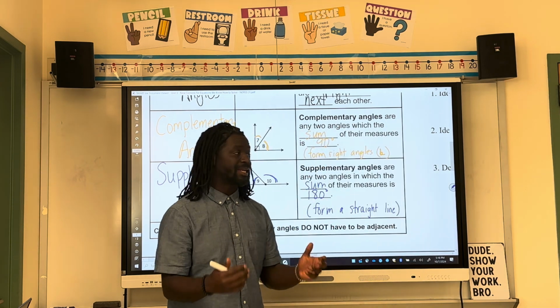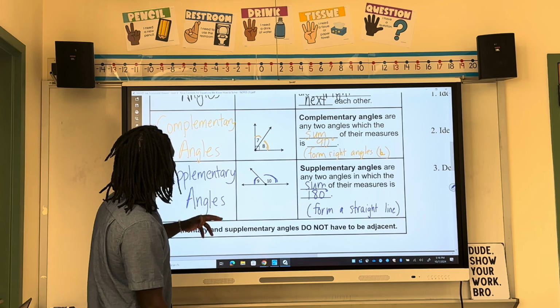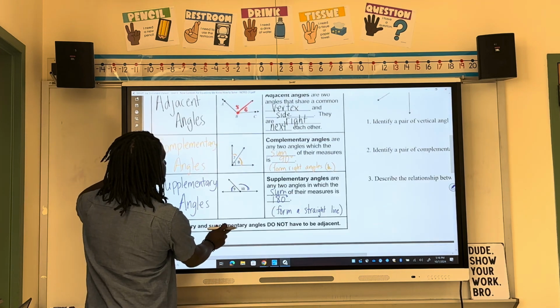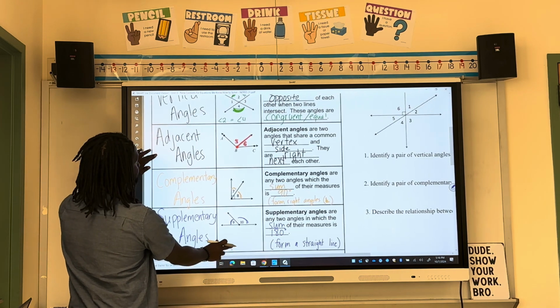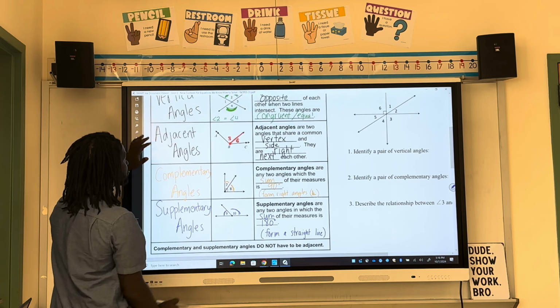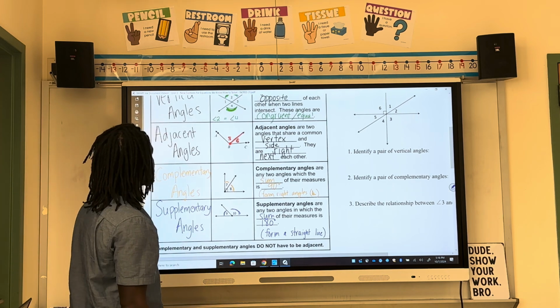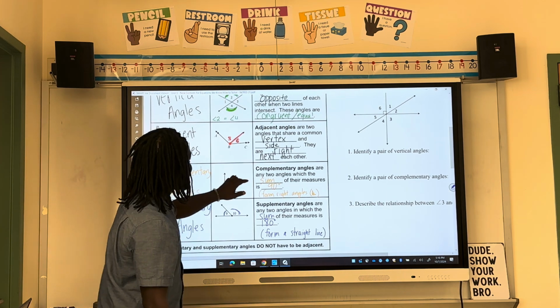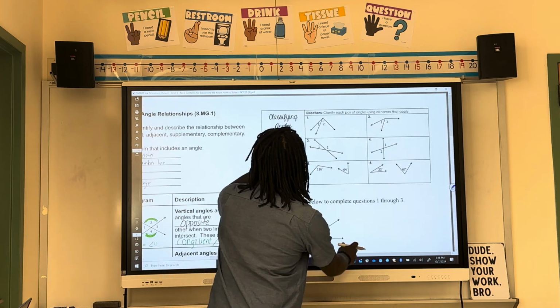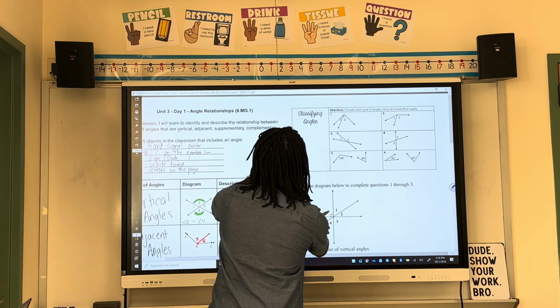Supplementary angles add up to equal 180 and form a straight line. All right, and so there you go. Those are the different types of angles. Now, what I want us to do is apply what we just learned.